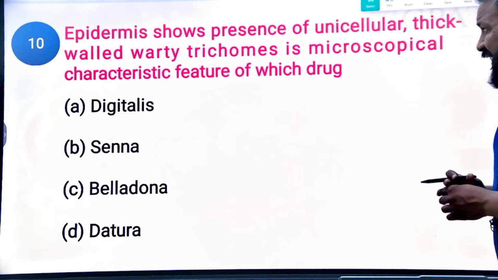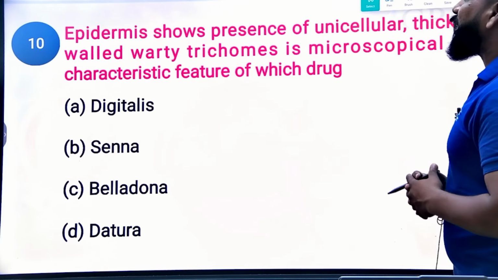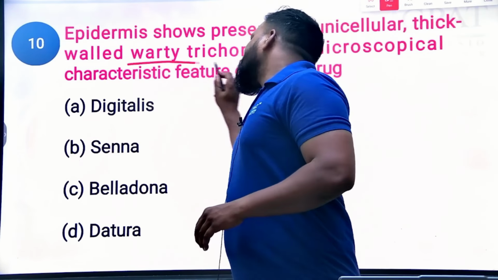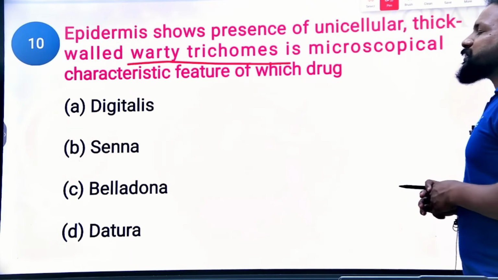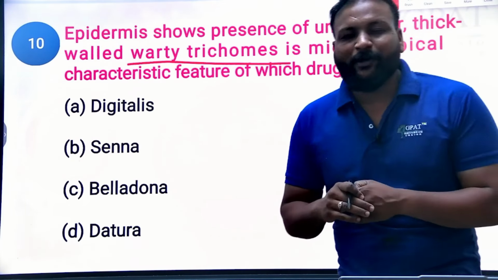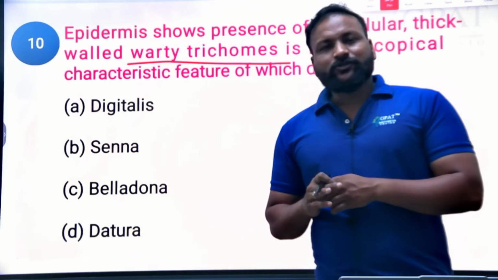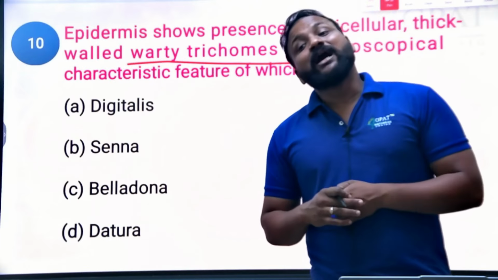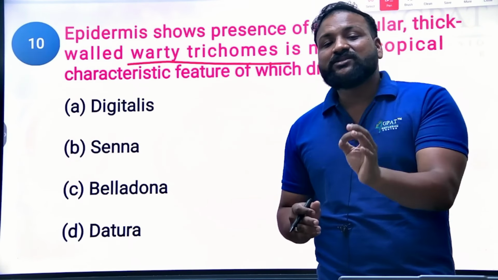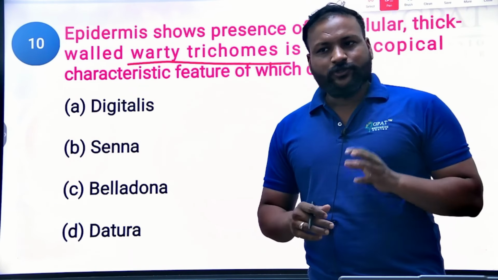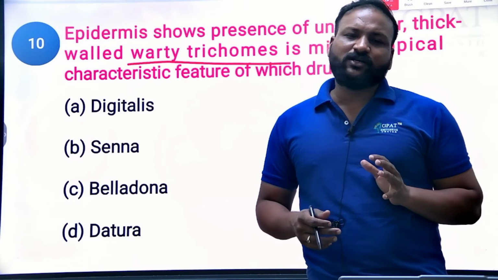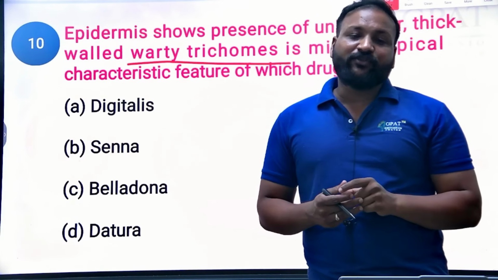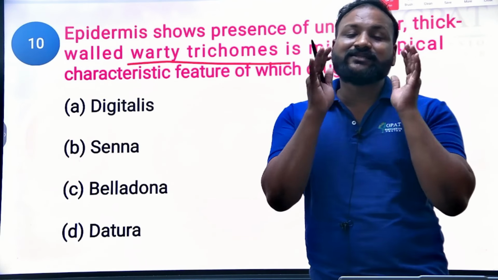Next. The presence of unicellular, thick-walled warty trichomes is in the microscopic characteristic features of which drug? While covering the glycosides, we have discussed some of the important features. It is not possible to remember all the pharmacognosy, all the microscopy of the drugs, but we need to remember some special features. No need to go through all the microscopical features, but if you remember at least some specific and unique microscopical features of drugs, that will be easy and change the game.